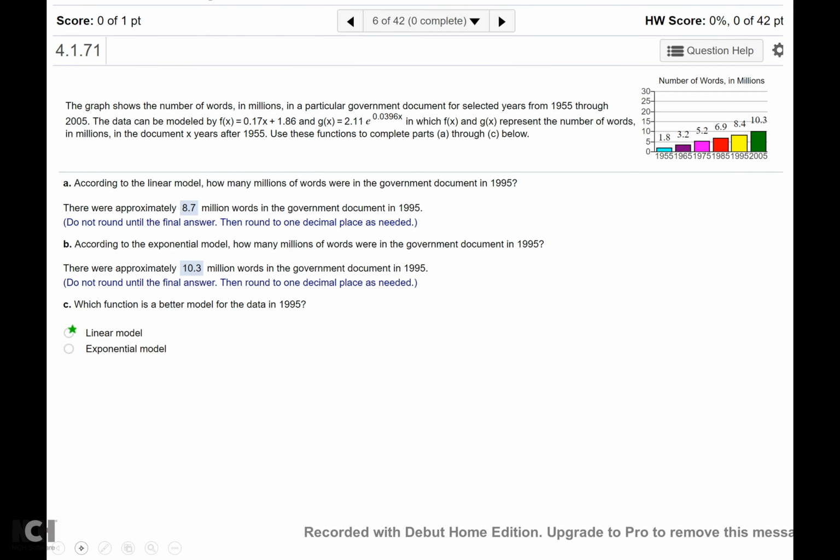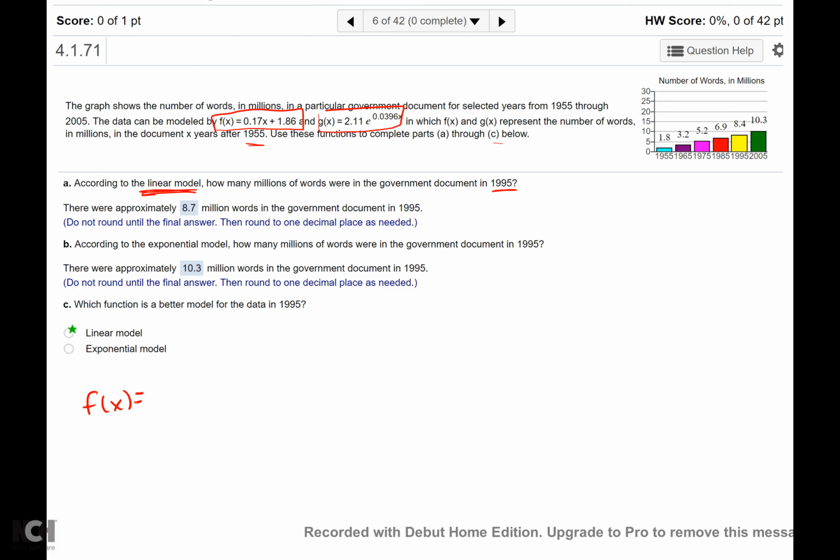Alright, it says the graph shows the number of words in millions in a particular government document for selected years from 1955 through 2005. The data can be modeled by either this function, which is linear, or this function, which is exponential, in which f of x and g of x represent the number of words in millions in a document x years after 1955. Use these functions to complete parts A through C below. A. According to the linear model, how many millions of words were in the government document in 1995? So they're telling me to use the linear model, which is f of x.